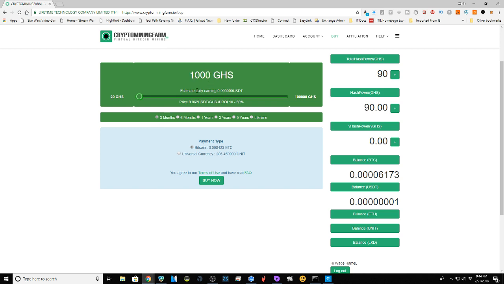So like I said, you can jump on one of these 3-month contracts to shore up some of your short-term investment, and then get some lifetimes to have a long-term continuous investment.